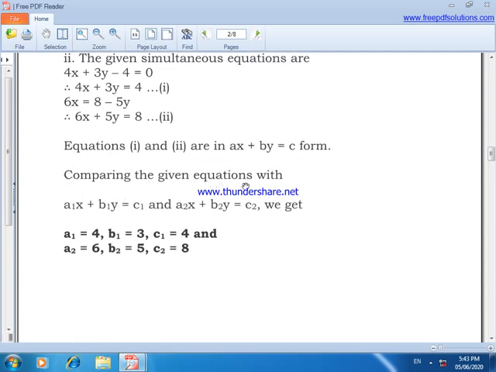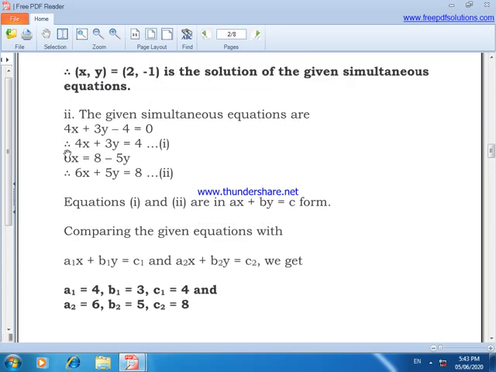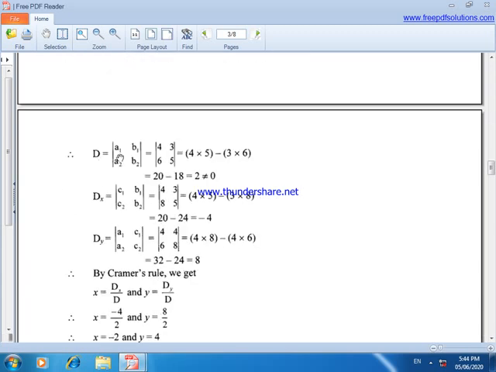Now compare the given equations with ax plus by is equal to c. So a1, that means the coefficient of x, is 4, so a1 is equal to 4, b1 is equal to 3, c1 is equal to 4, a2 is equal to 6, b2 is equal to 5, c2 is equal to 8. Now d: a1 a2 b1 b2, a1 is 4, a2 is 6, b1 is 3, b2 is 5. 4 into 5 minus 3 into 6, 4 5s are 20, 3 6s are 18, 20 minus 18 is equal to 2.